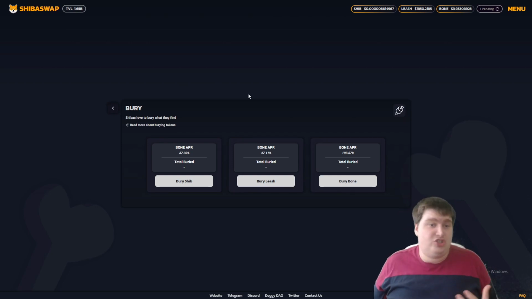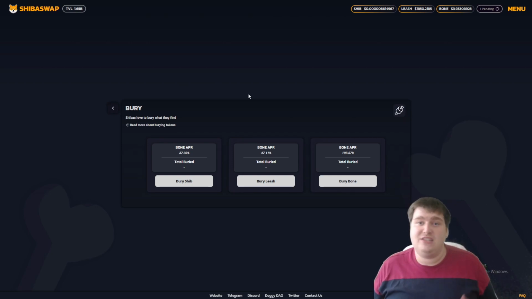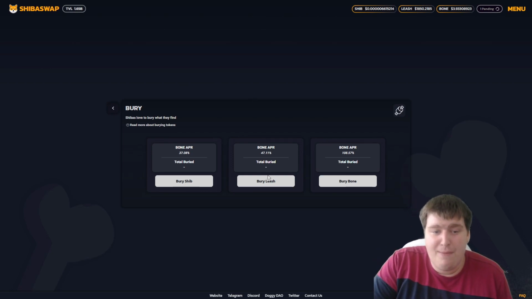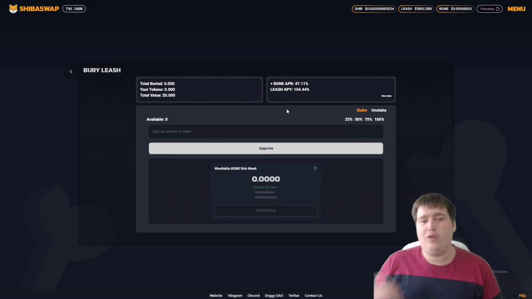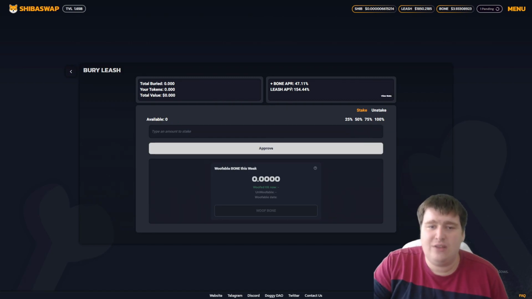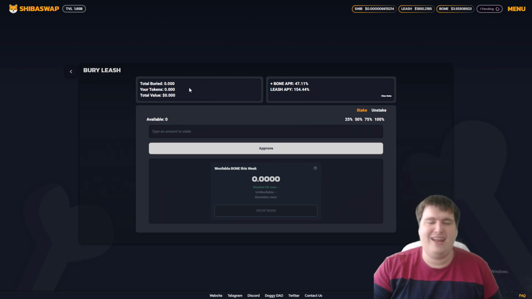So I assume it's going to happen on a weekly basis, which is fire, honestly. That is very, very nice. Looking at the BONE APR for LEASH, this is the return on LEASH that you would get back. You can see that you get 47.11% BONE for every LEASH that you put in.